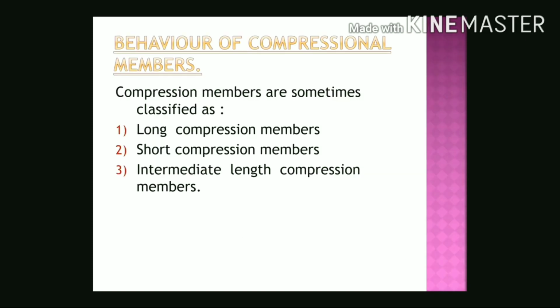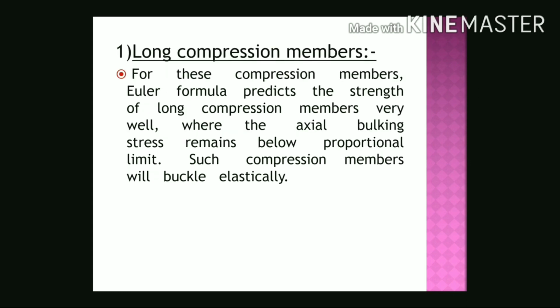The next topic is behavior of compression members. The compression members are sometimes classified as: first, long compression members; second, short compression members; third, intermediate length compression members. The first one is long compression members. For these compression members, Euler's formula predicts the strength very well, where the axial buckling stress remains below the proportional limit. Such compression members will buckle elastically.